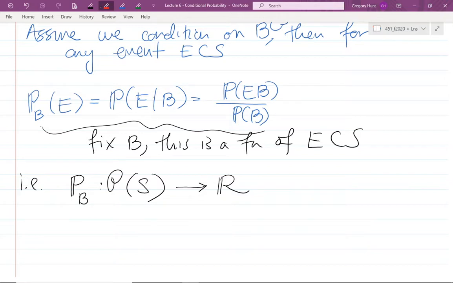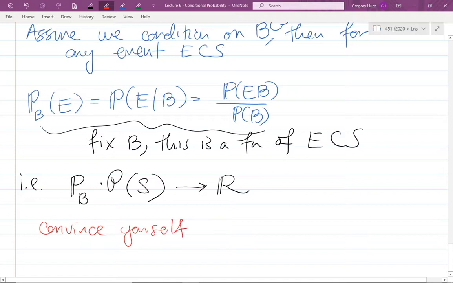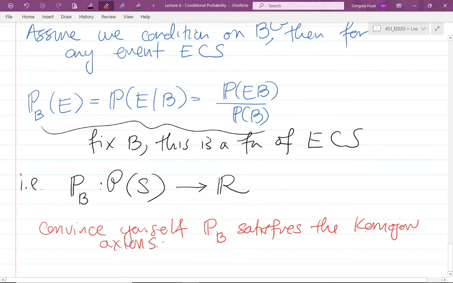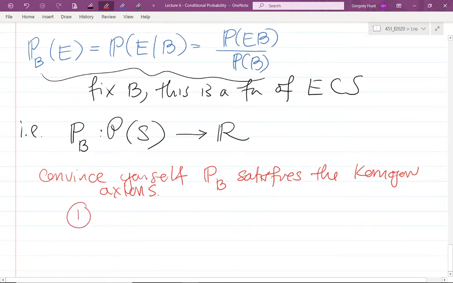So what you need to think about or prove, convince yourself, not going to go through the whole long proof, not too bad, but the third axiom is a little cumbersome to show, but convince yourself that this function, P sub B, satisfies the Kolmogorov axioms. The first two axioms are pretty easy to show. It should satisfy the Kolmogorov axioms. So I'll do one and two here and leave three as an exercise.